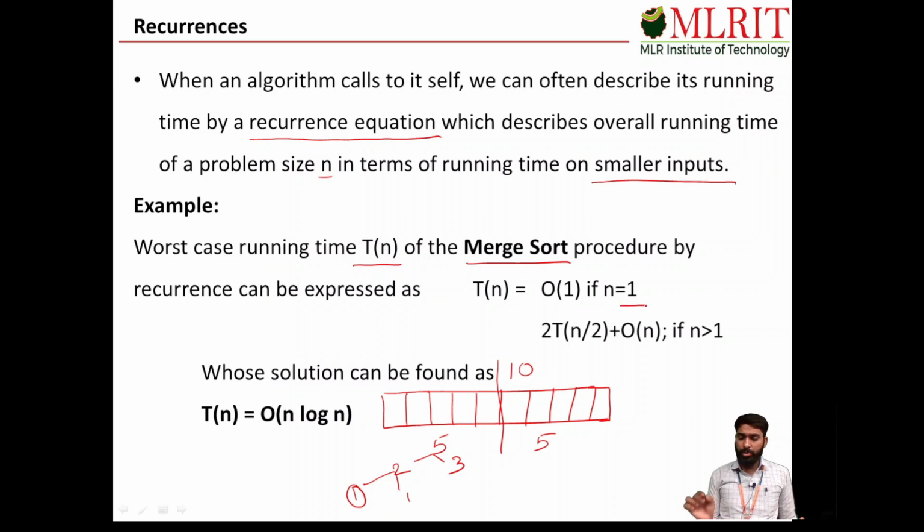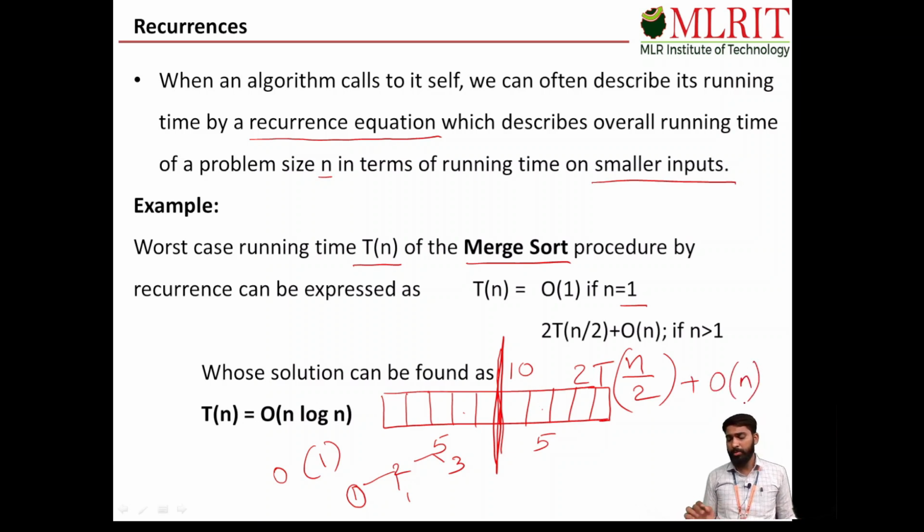Now if n equals 1, the time complexity is big O of 1. In all other cases, what do we do? We divide the array into two parts, that is n by 2. How many parts are we making? Two parts. So 2T plus big O of n, since we apply the same to all the elements. So it is big O of n. For n equals 1, it is big O of 1, and for n greater than 1, it is 2T of n by 2 plus big O of n. This we call a recurrence relation.